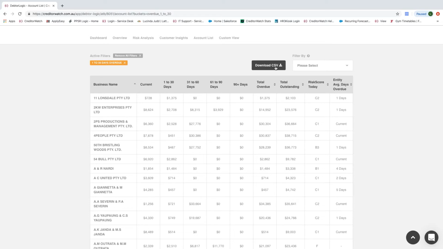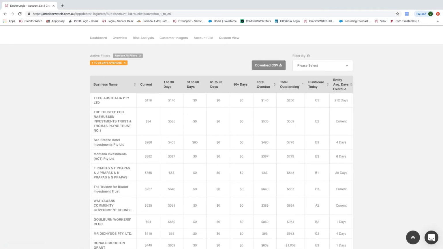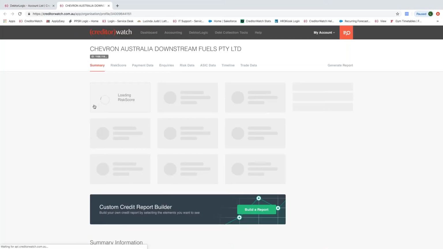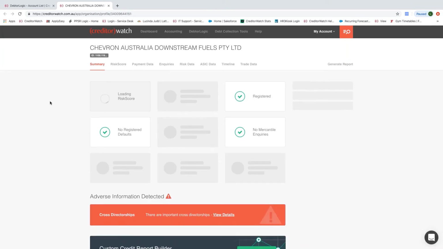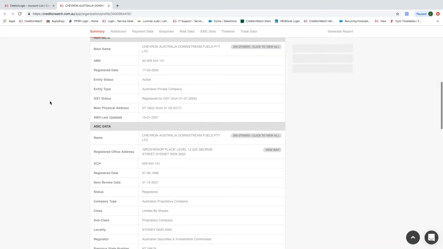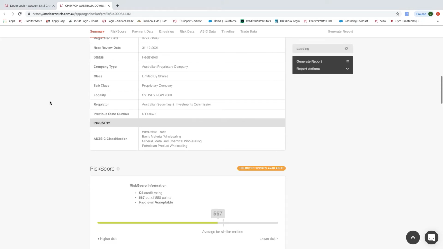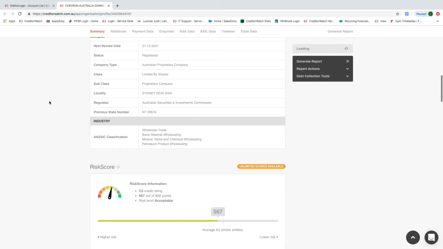You'll also notice that you've got all the business names, all of the individual outstanding amounts within the buckets. You can toggle this information, so if maybe you wanted to focus on those accounts with the most outstanding, you can definitely do that, and you can definitely jump into the credit report to review this information yet again, and do your due diligence there in terms of what's the risk score, what's the payment predictor. All of this information is here in a really straightforward list for you to work from.